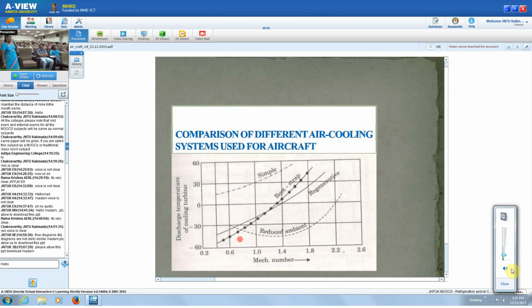The reduced ambient type is always preferred when the Mach number is between 1 to 1.7, where the exhaust temperature from the turbine is low. So compared with all this, the reduced ambient type is preferred even at high altitudes, compared with bootstrap, regenerative or simple cooling system.